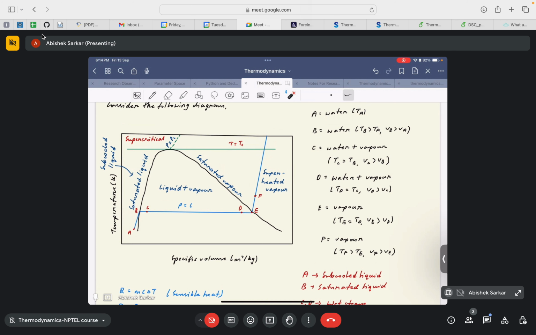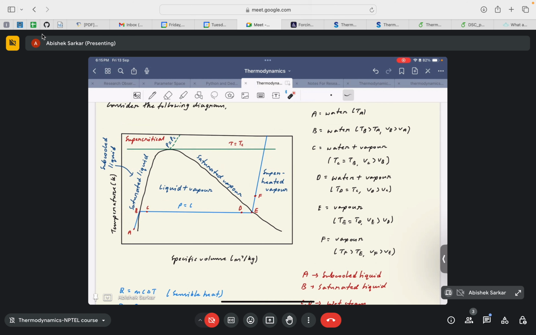So when the temperature of this water reaches 100 degrees Celsius because of the applied heat, this point is known as the saturated liquid, right? We will see what the saturation region means. Okay, now at this point the water is in equilibrium. The water has its liquid and vapor phases at equilibrium, right?